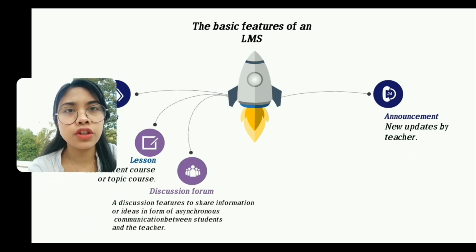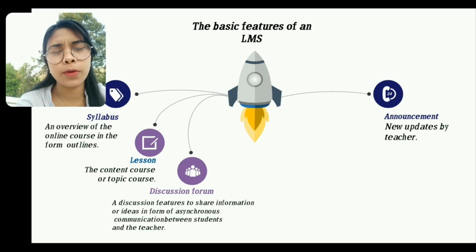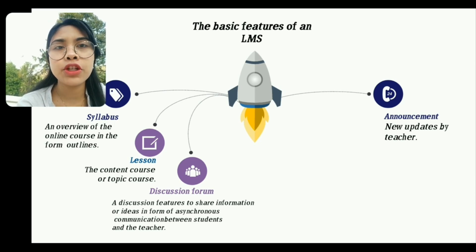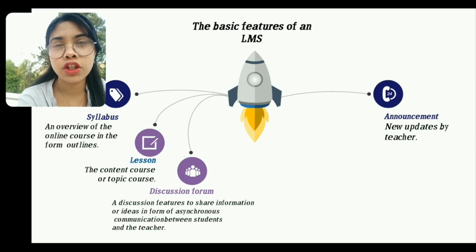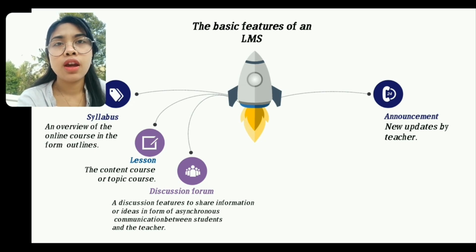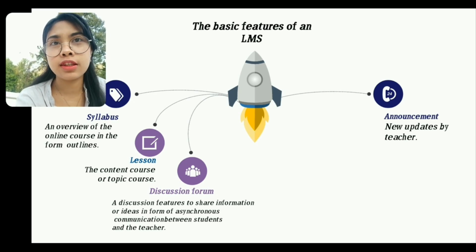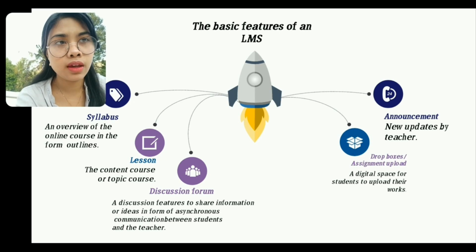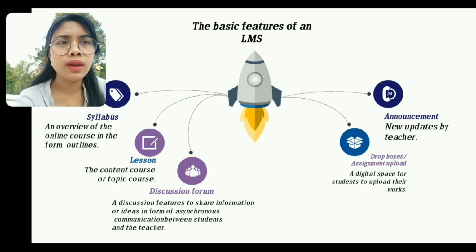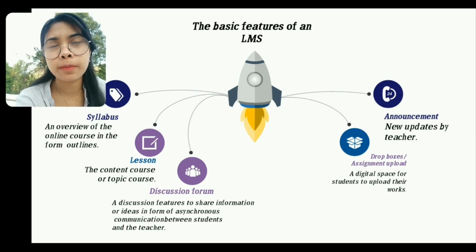Next, discussion forum. Discussion forum is a feature to share information or ideas in the form of asynchronous communication between student and teacher. This is like an online discussion between teacher and student at different times. Because this is online learning, the student can do this discussion anywhere or anytime they want. The next one is the Dropbox or assignment upload. This feature is a digital space for students to upload their work.